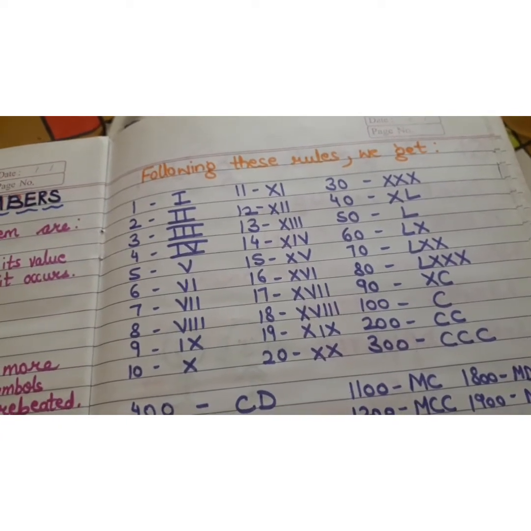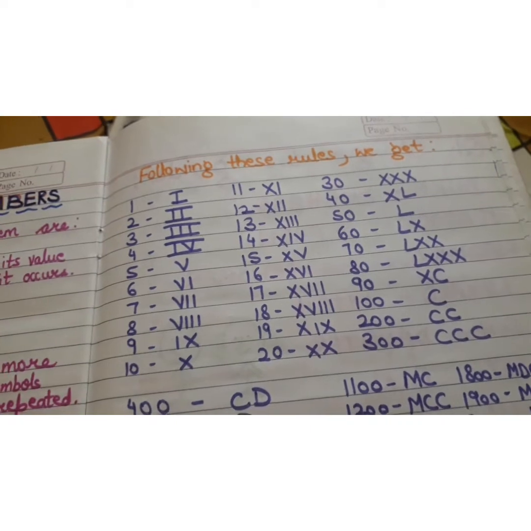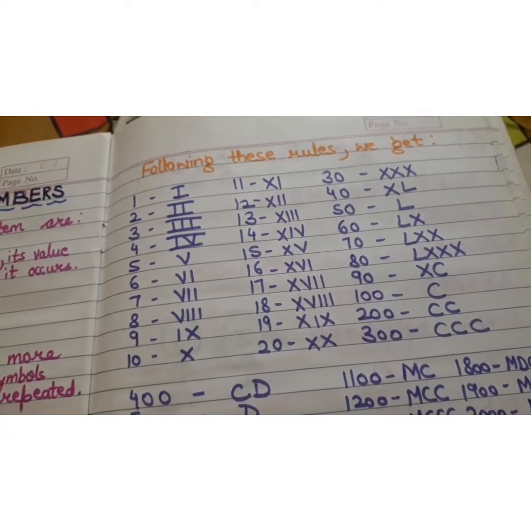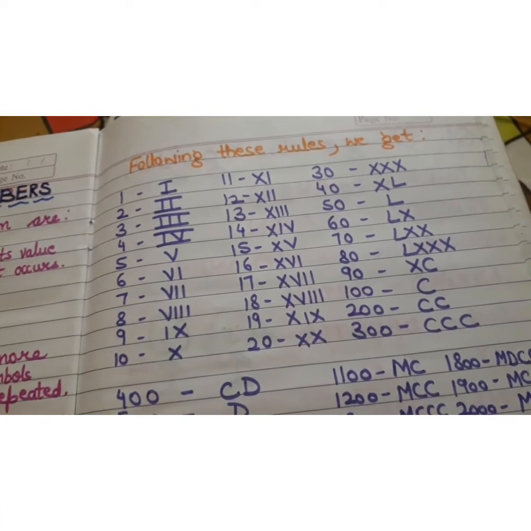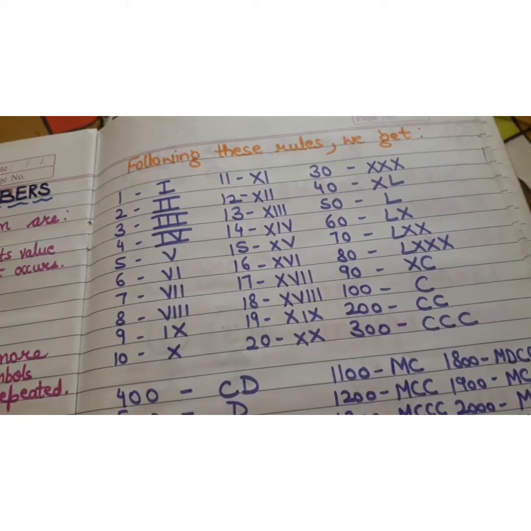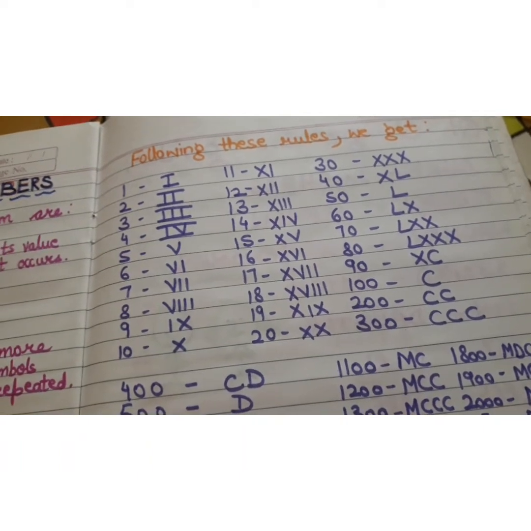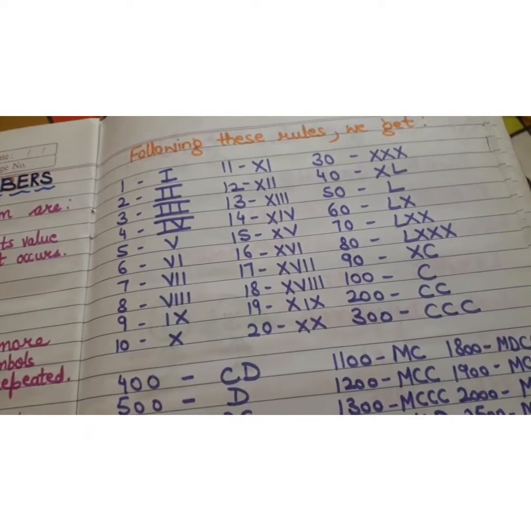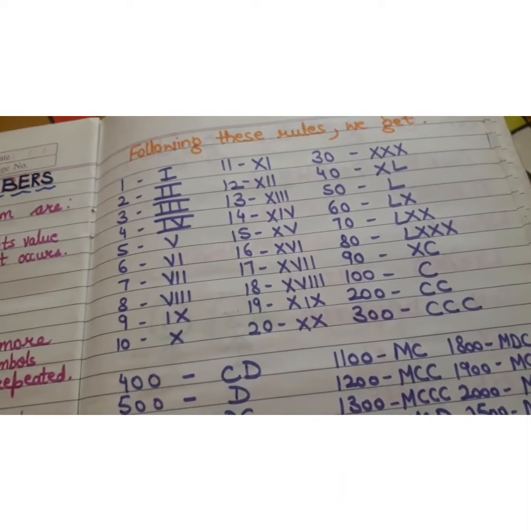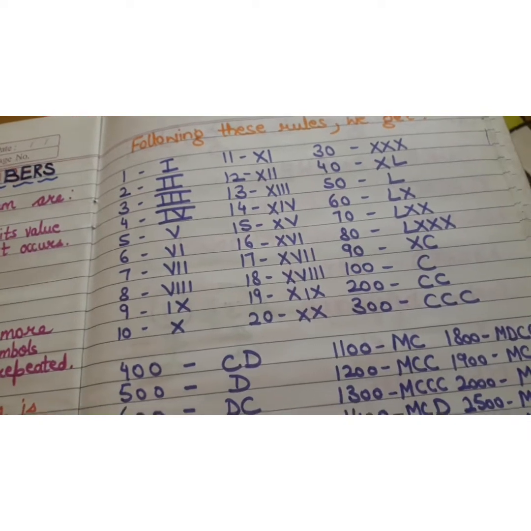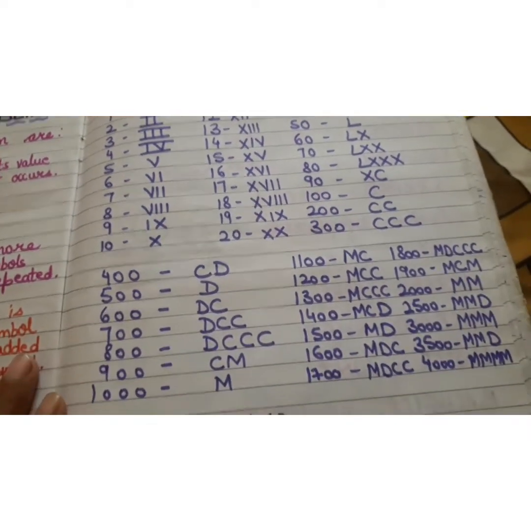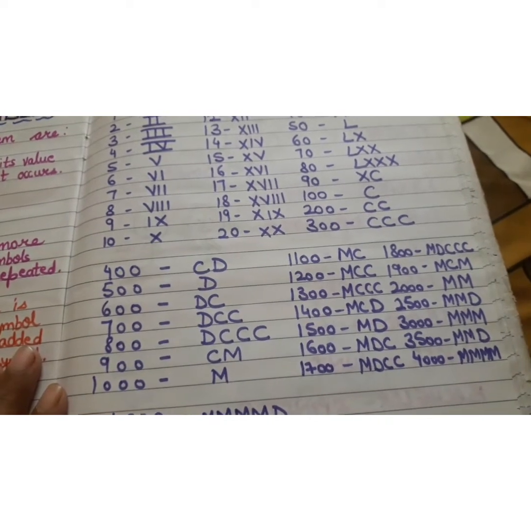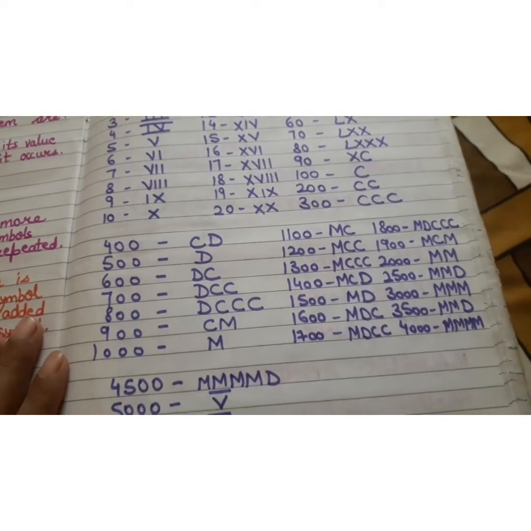Like 10 becomes X, 20 becomes double X, 30 becomes triple X, 40 XL, 50 L, 60 LX, 70 L double X, 80 becomes L triple X, 90 becomes XC, 100 becomes C, 200 becomes double C, 300 becomes triple C. And following the same rule, we get the numbers till 10,000.